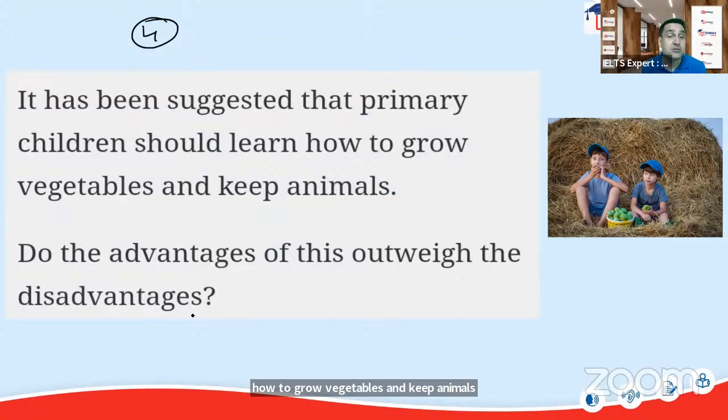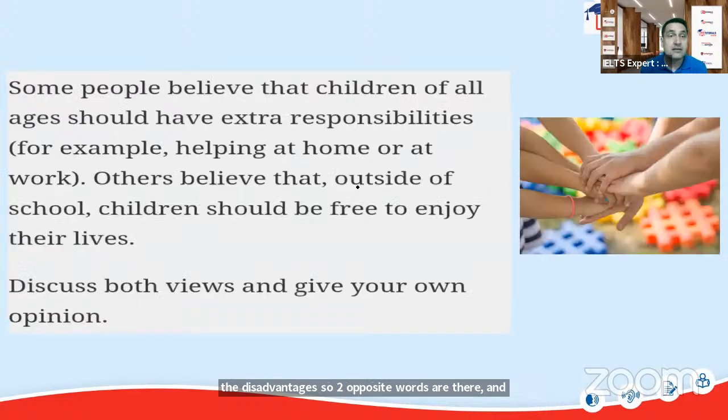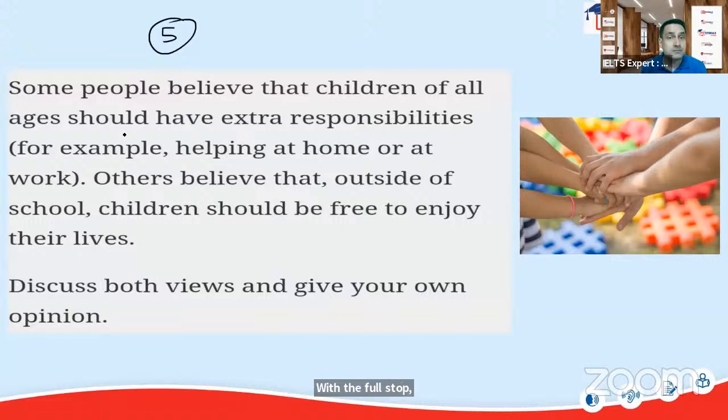Then we got a statement with a question mark: Do the advantages of this outweigh the disadvantages? So two opposite words are there, and there is a question mark and a statement with a full stop. Then the fifth one, after this, there is one more.